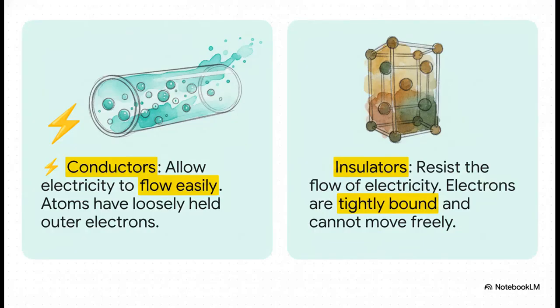So on one side, you've got conductors. They're the go path, right? Their electrons are free to roam, letting that electricity flow super easily. On the other side, you've got insulators, the no-go path. Their electrons are locked in tight, so they resist that flow. It seems like a simple difference, but believe me, it's the very principle that makes our entire electrical world possible.